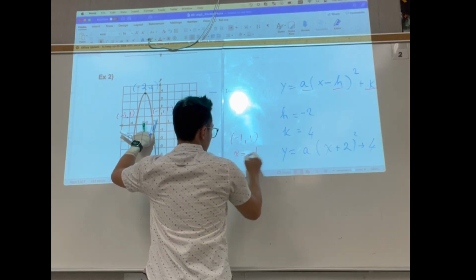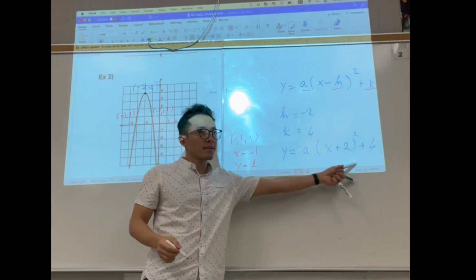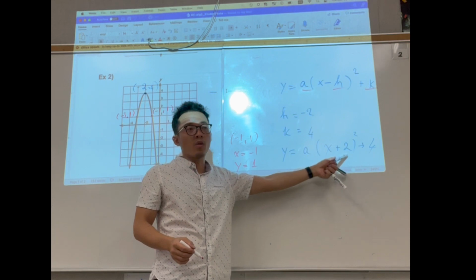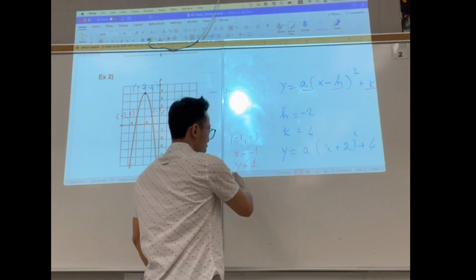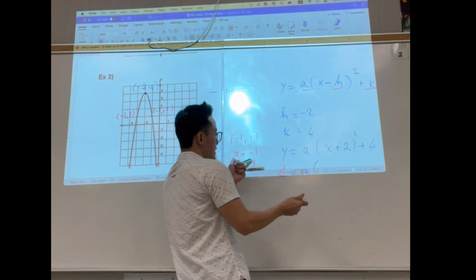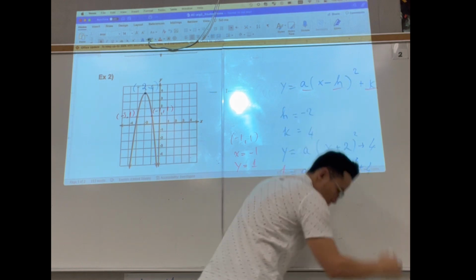That means X is -1, Y is 1. I'm going to plug it in here. I plug it in here, not here. I plug it right here because this one I only know H and K. So Y is 1. Plug in 1. Copy everything. A. X is -1, so -1 right here, +2 squared +4.